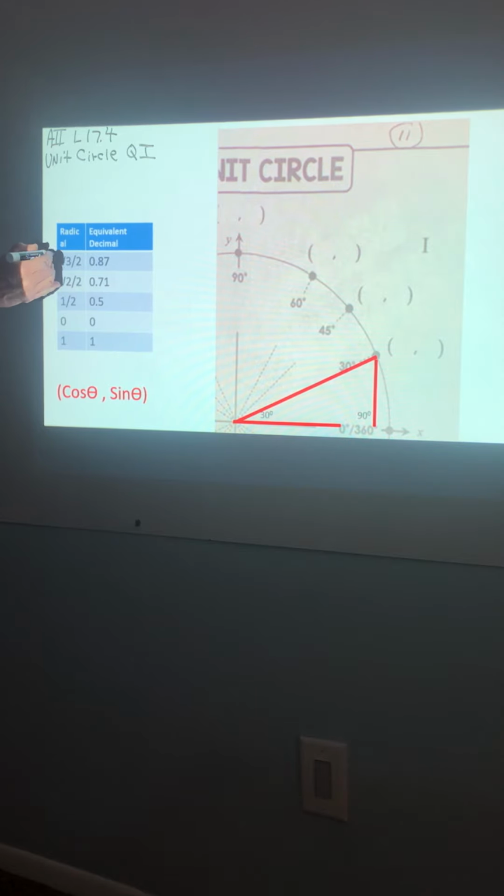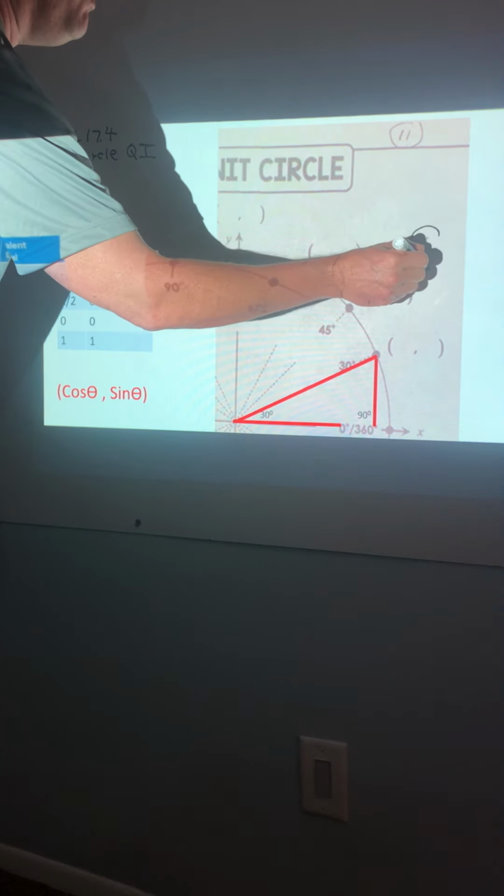The first one you're going to see a lot is the square root of 3 over 2. Well, the square root of 3 over 2 is 87 cents. You need to know that. Okay, the next one is the square root of 2 over 2. You need to memorize that's 71 cents. You know 1/2 is 0.5. Good. You know 0 is 0. You know 1 is 1. These are the values that we're going to focus on in this unit circle. Today, we're only looking, though, at quadrant 1.